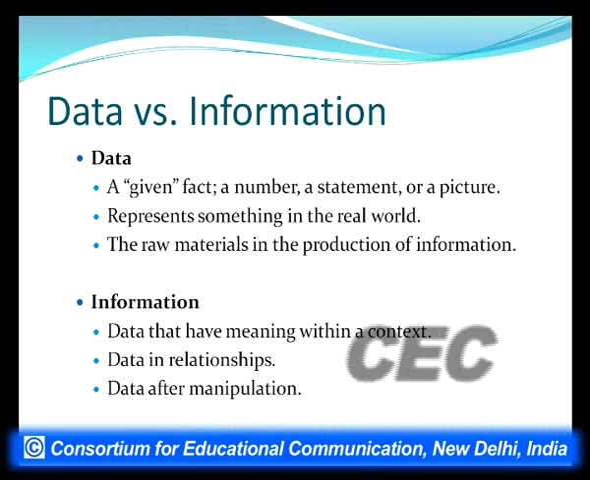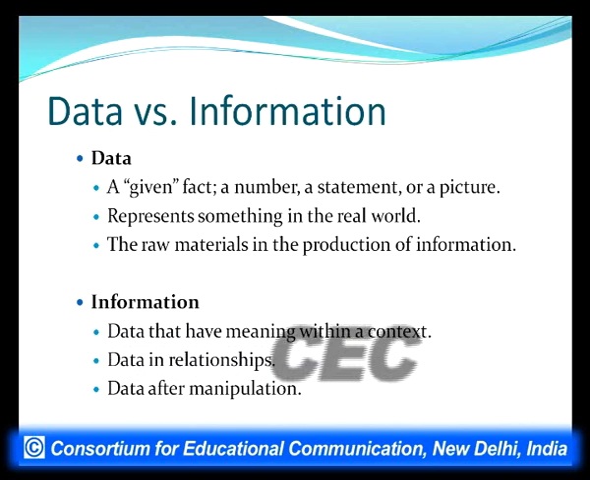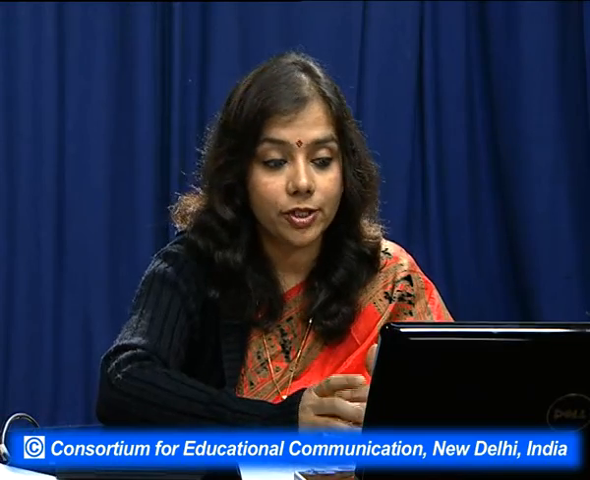Now we have to distinguish between data and information. Data is raw, while information is the processed form. Data can be defined as a given fact, a number, a statement, or a picture. It represents something in the real world, the raw materials in the production of information. While information, when data have meaning within a context, they become information. Data in relationships become information. Data after a certain manipulation becomes information.